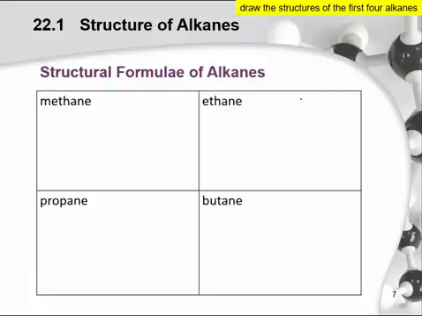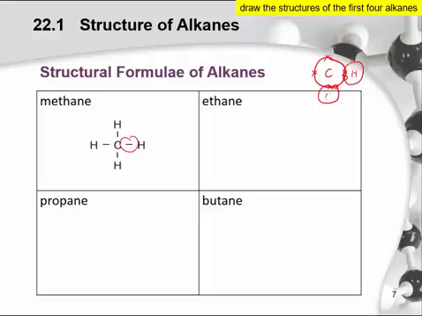Structural formula. So the methane structural formula is CH4. Each dash refers to one pair of shared electrons in a simple covalent bond. For example, carbon has 4 valence electrons, so you have 1, 2, 3, 4. In methane, carbon joins with 4 hydrogen: 1, 2, 3, 4. So, this is the dot and cross diagram of methane. Each pair of shared electrons is represented by 1 dash. So when it becomes a structural formula, you simply draw a dash to show a shared pair of electrons.